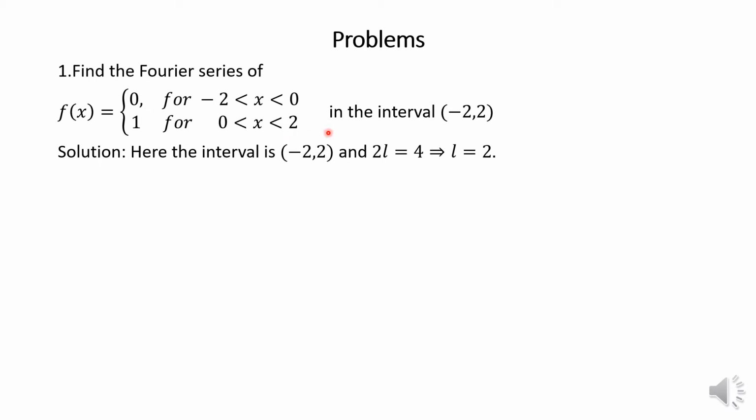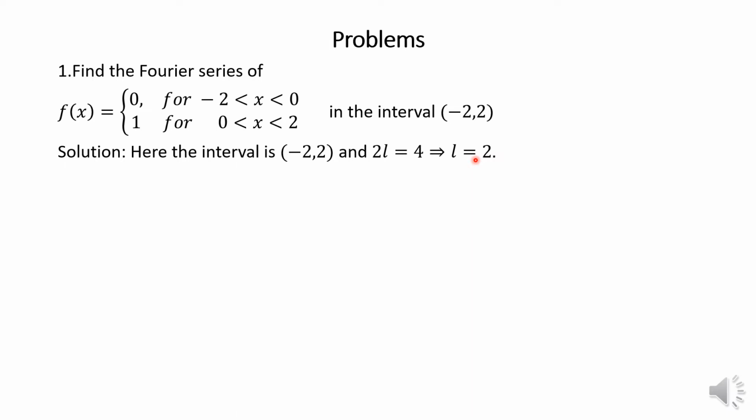First of all, you write down what is the interval given here. Here the given interval is minus 2 to plus 2. Therefore, the length of the interval is given by final value minus initial value. Final value is 2, minus initial value is minus 2, therefore the length of this interval is 4 and it is denoted by 2L. So we get 2L is equal to 4, which implies L is equal to 2, which is called the period of the given function. So L is equal to 2 is the period of this function.